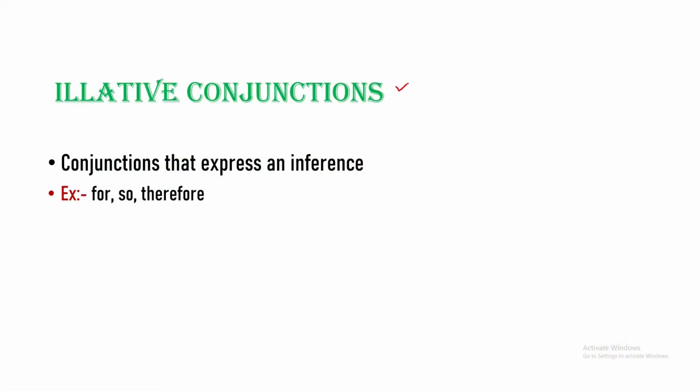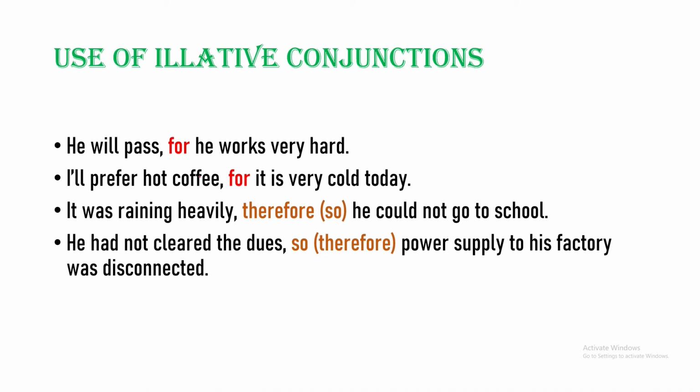Illative conjunction. An illative conjunction is used to join two statements to express an inference. Inference means a conclusion reached on the basis of evidence or reasoning. The conjunctions are for, so, therefore. Let's use illative conjunctions: for, so, therefore.